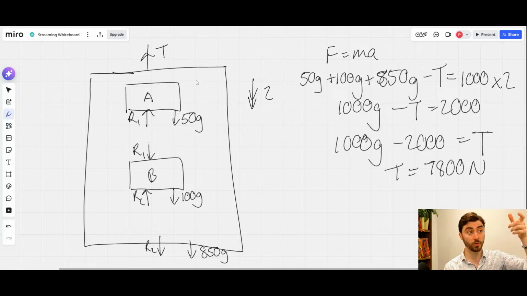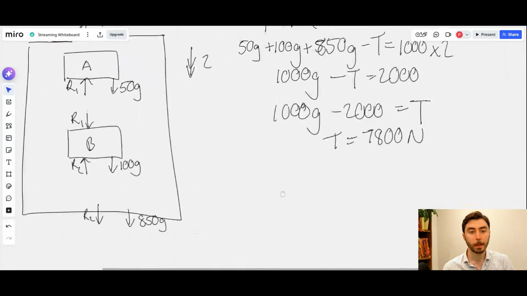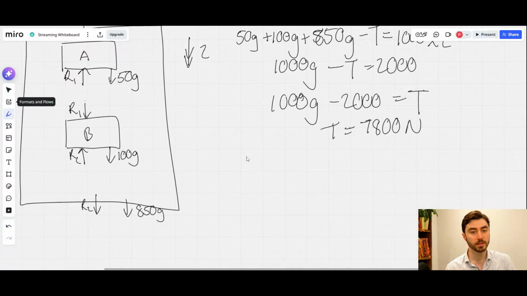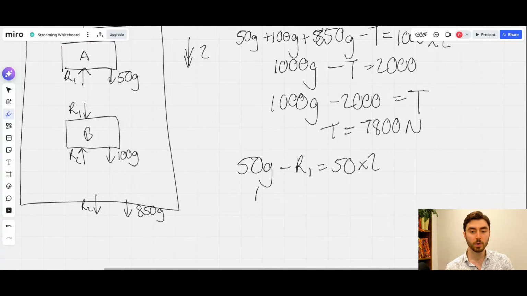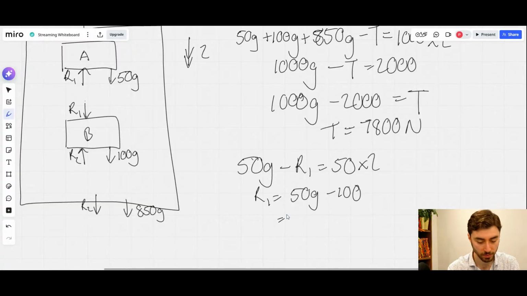Now, if we want to work out the force exerted by box B on box A, instead of getting tripped up about what means what, Newton's third, and it's just R1. So let's work out R1. How am I going to do that? By considering box A. So from box A, we're going to say that, again, because the acceleration is downwards, that's my positive direction. So 50G minus R1 equals 50 times the acceleration of 2. And so R1 is going to be equal to 50G minus 100 by rearranging. And when I run that through the calculator, 50 times 9.8 minus 100, I get 390 newtons.